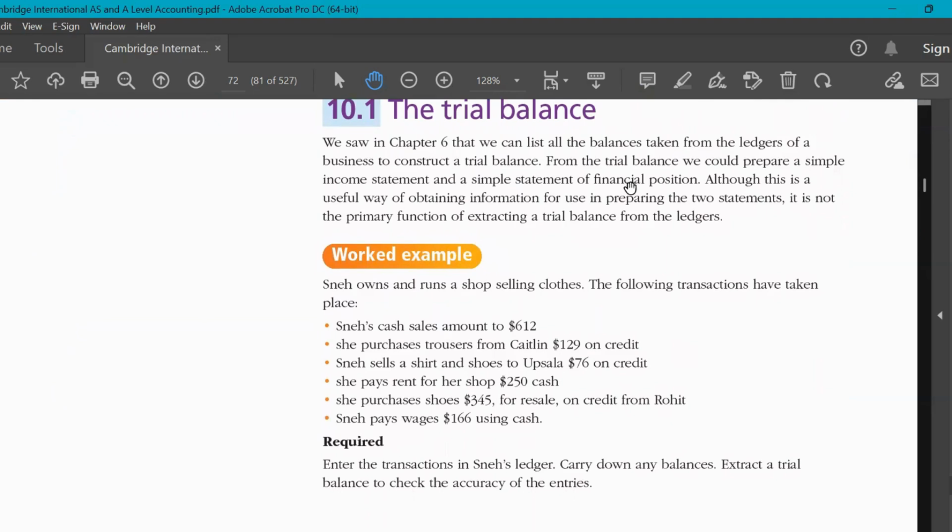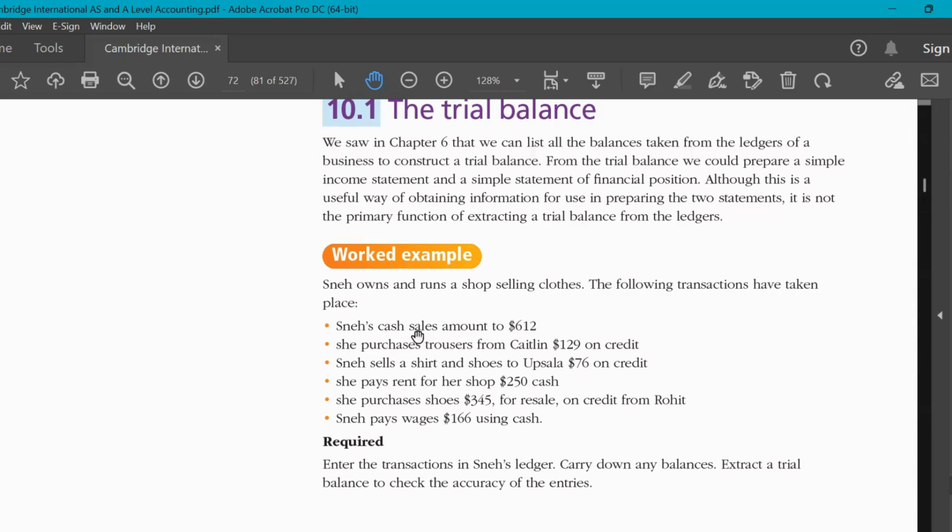So as you can see here, you have the worked example, and I'm going to try to explain it very quickly. In this example, you have Sine, who owns and runs a shop selling clothes, and the following transactions have taken place. So number one, let's analyze Sine's cash sales amount of $612. So it means that cash will be considered an asset, and the asset will be increased because the money comes in. So again, the debit here is the cash.